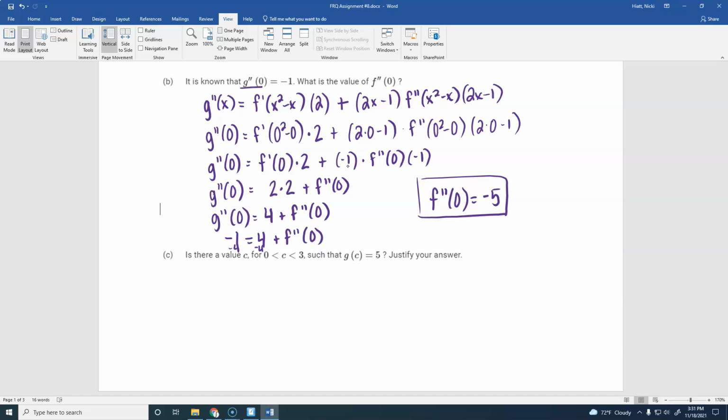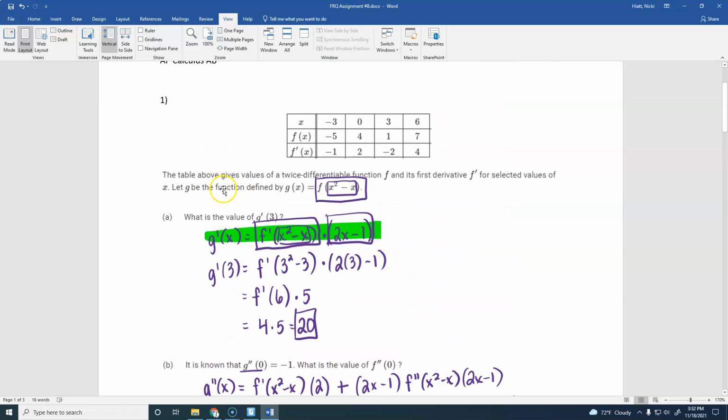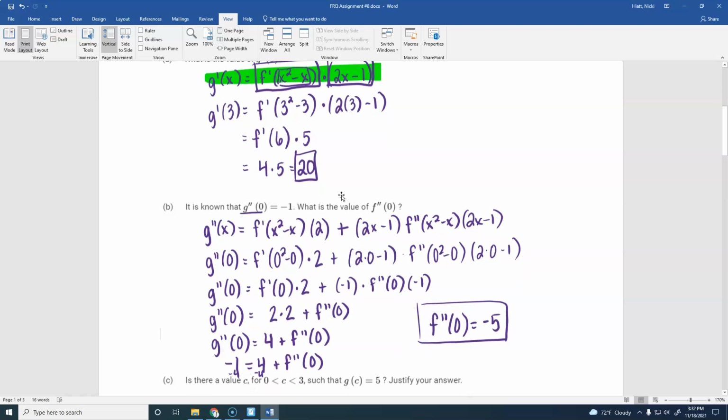Okay. So, C says, is there a value C for 0 to 3 such that G of C equals 5? Justify your answer. This is an intermediate value theorem. So, in order to use intermediate value theorem, you have to say G is continuous. Up here we know F is twice differentiable. So if F is differentiable and we're plugging in x squared minus x, which is also differentiable, we're going to know that this has to be a continuous function.